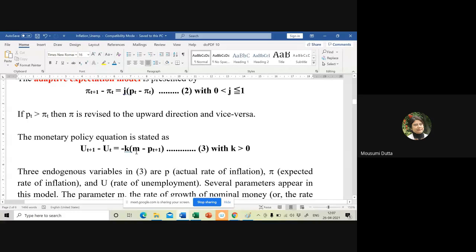If real income increases in an economy, then unemployment rate will decrease. If real income in an economy increases, then the unemployment rate in the future will decrease, because there is a negative sign and K is positive.